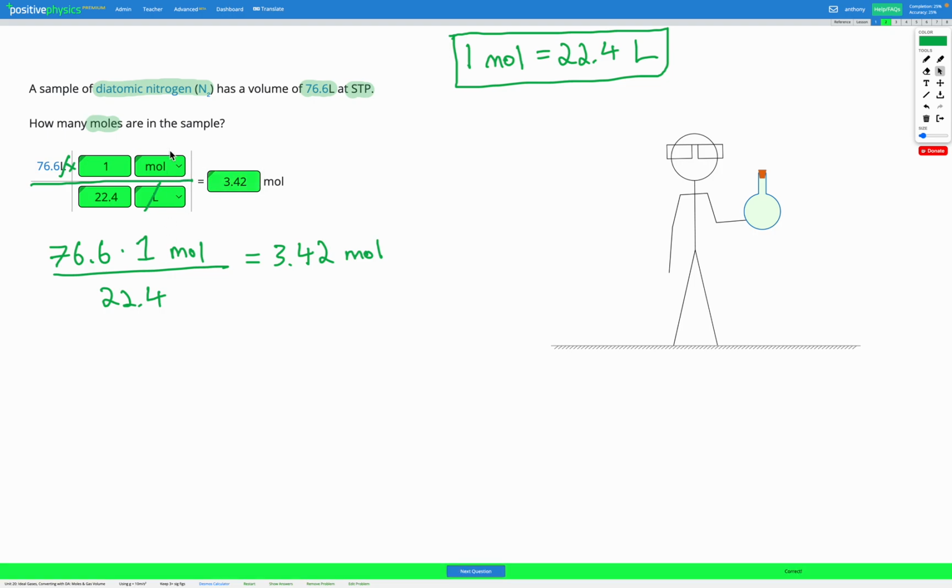Awesome. So again, this works like any other dimensional analysis problem where we're converting. Just remember, whatever unit we start with, that's going to go on the bottom. The unit we're trying to find is going to go on the top. And that's how we're going to convert. And we're using 1 mole equals 22.4 litres only when we're at STP. If it's not at STP, we cannot use this conversion, and we have to use the ideal gas law to find the conversion factor.